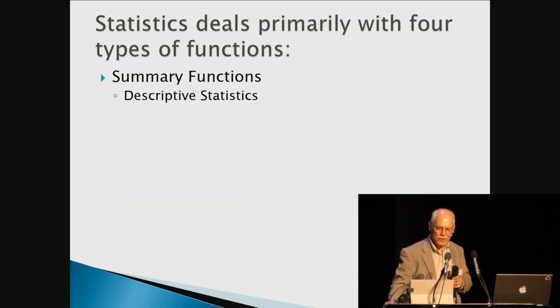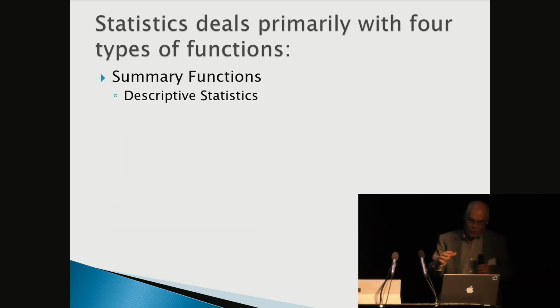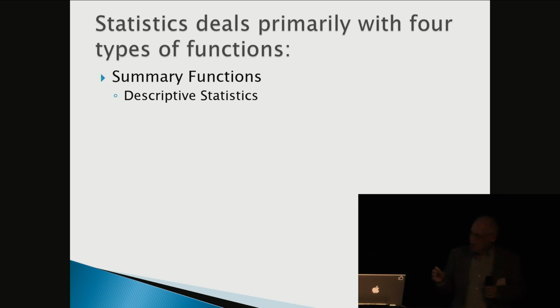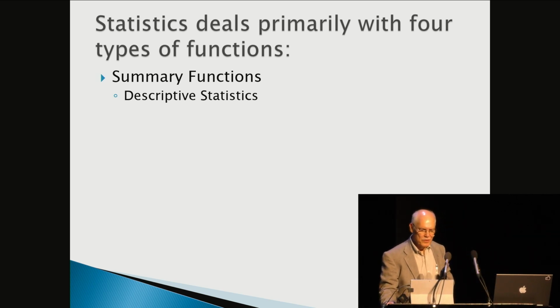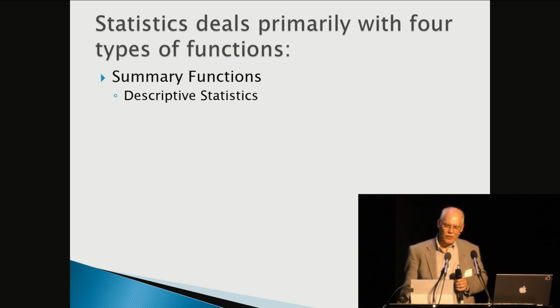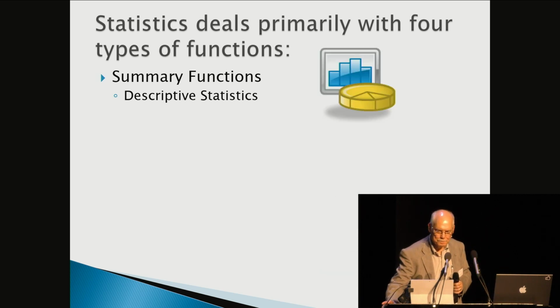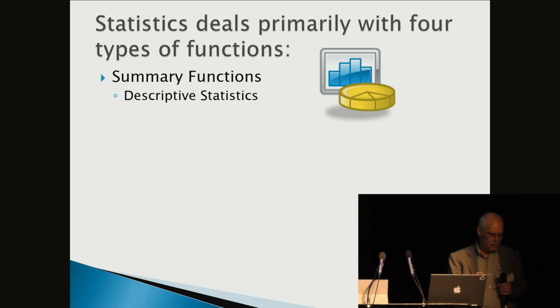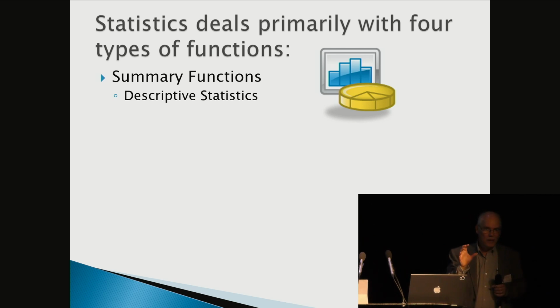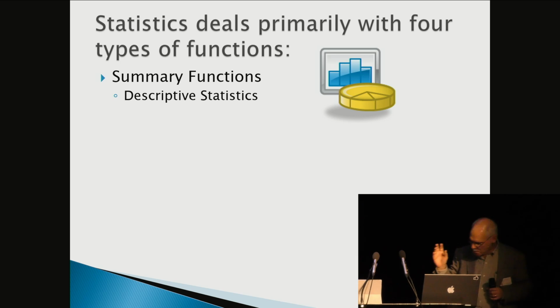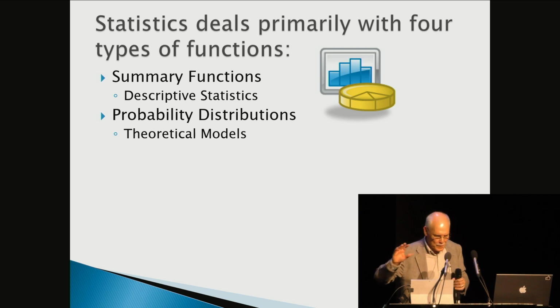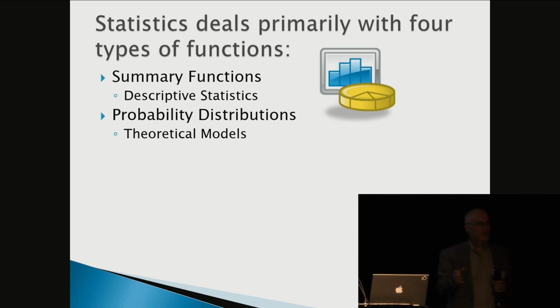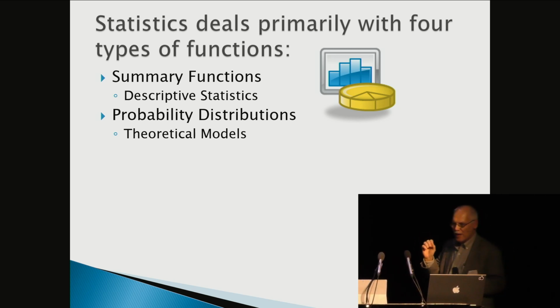And generally, there are four different types of functions that we deal with in statistics. The first one would be summary functions, where we take a data set and we calculate the mean or the standard deviation, things like that. So we basically take a list of values and we come up with a single value.